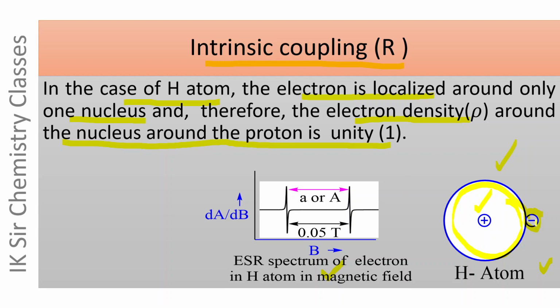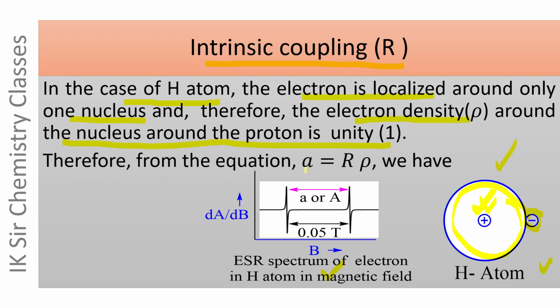This electron is localized around only one nucleus, and therefore the electron density around this nucleus, that is proton, will be equal to 1. Therefore, from the equation A is equal to R into rho, we have A is equal to R into 1. Since the electron density around this nucleus is 1, this electron is localized only around this nucleus. It means A is equal to R.